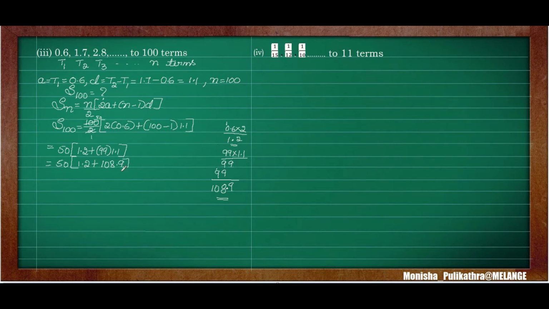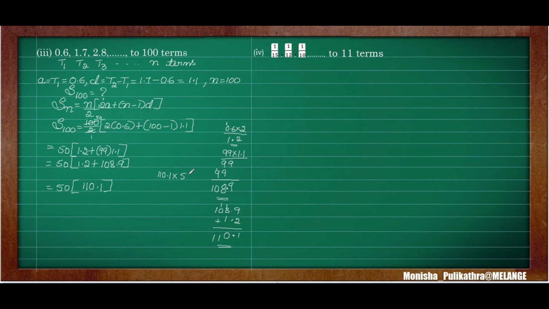108.9. Okay, so next we need to add 1.2 plus 108.9, that is 108.9 plus 1.2. Okay, 9, 10, 11. So after one digit there is a point, so it is 110.1. So 110.1. Okay, so now we need to multiply 50 into 110.1.